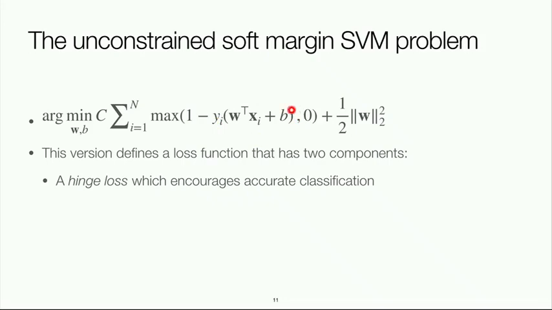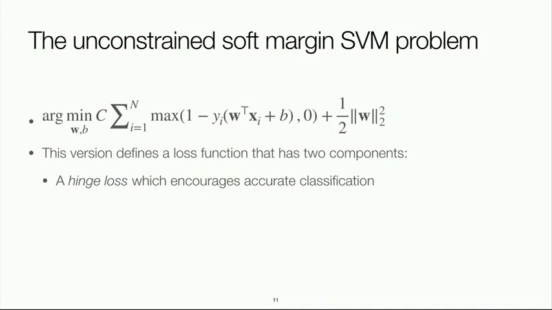But if my classification is correct by the necessary margin of 1, then this whole term is going to be negative, and so I incur no loss, because it's 0 for that data point. Then I sum that hinge loss across all my data points to get my total loss on the data set. So this hinge loss is encouraging accurate classification. We saw different types of losses before, like negative log likelihood loss and mean squared loss. Hinge loss is just another type of loss function I could define, and it's the one SVMs end up using.